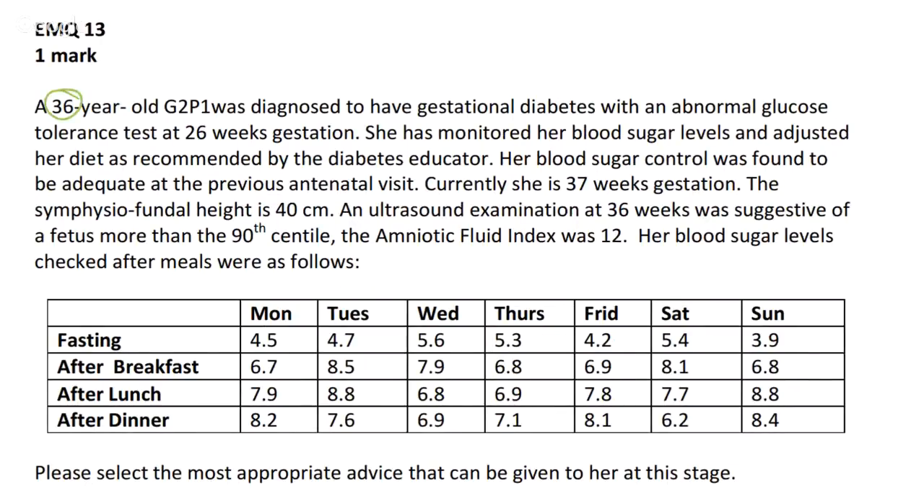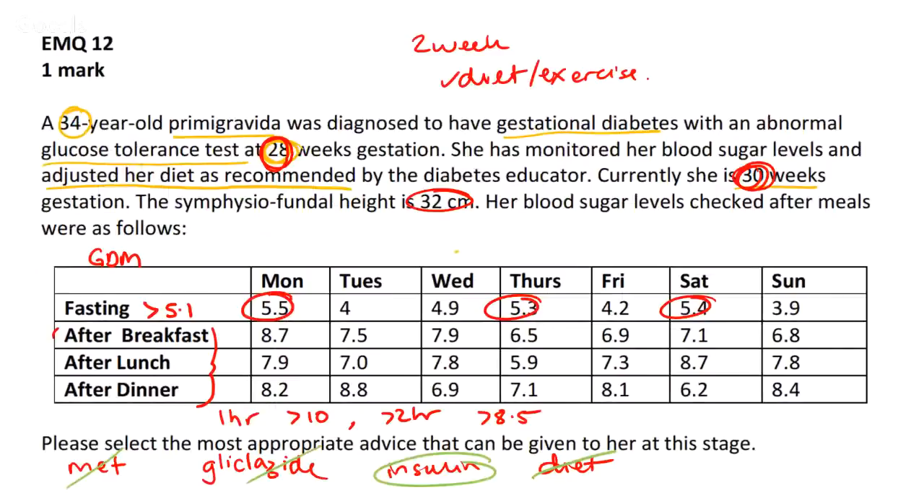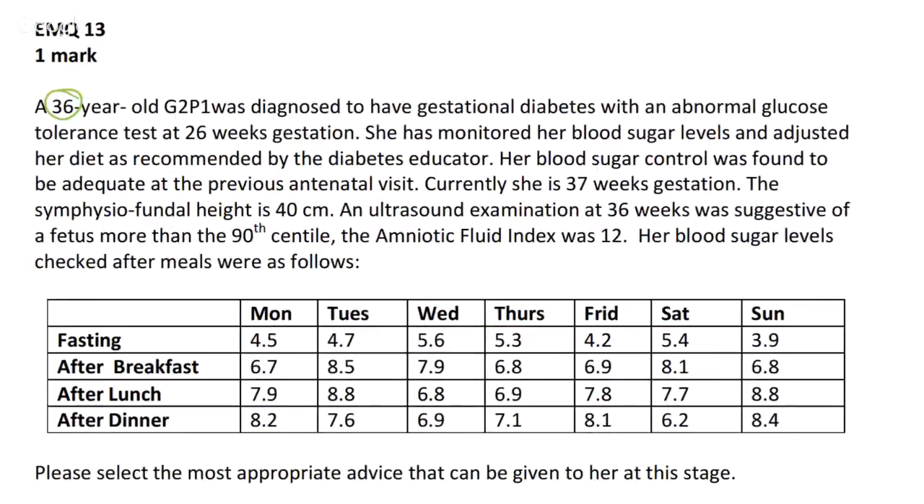Why would diet be insufficient? Because she's already trialed it for 2 weeks. She was diagnosed with GDM at 28 weeks. Then she came to you at 30 weeks. So there's already been a 2-week period where she's been trying diet and it hasn't worked, because these are your repeat blood tests. So you wouldn't look at the average. No, you only need, I believe, either 1 or 2 values that have to be above to be diagnosed.